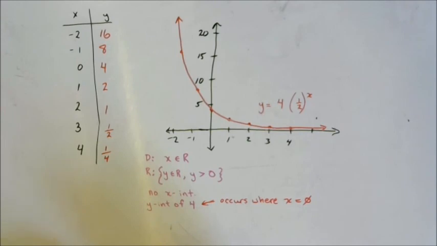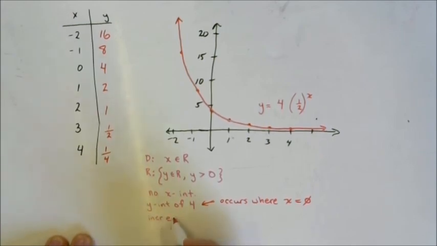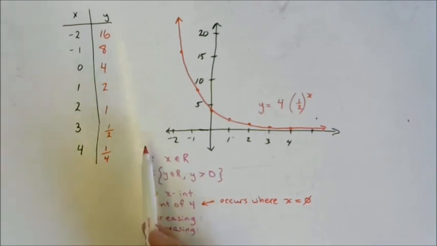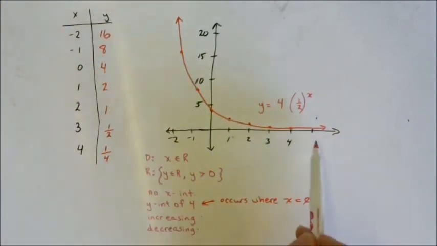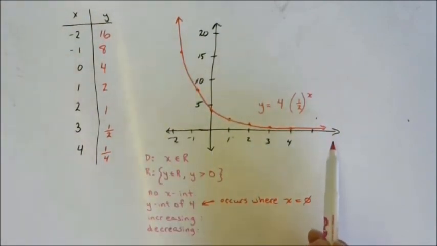What else do we need? Intervals of increase and decrease. So we always, for these questions, look at intervals of increasing and decreasing. We always read the graph from left to right, right? So from negative infinity to positive infinity, what is the function doing? Increasing or decreasing?